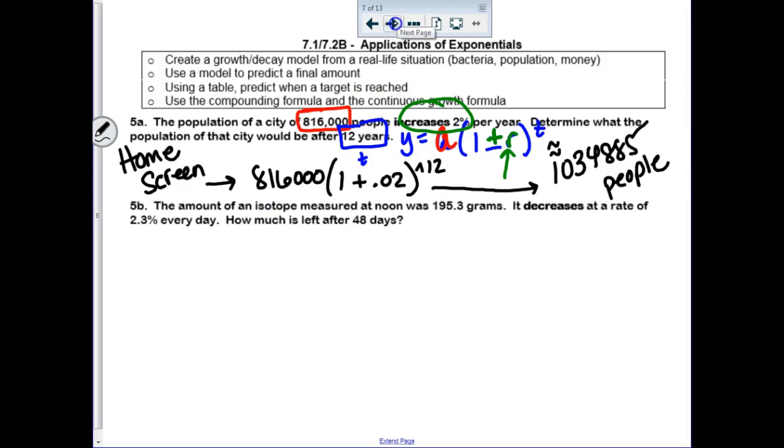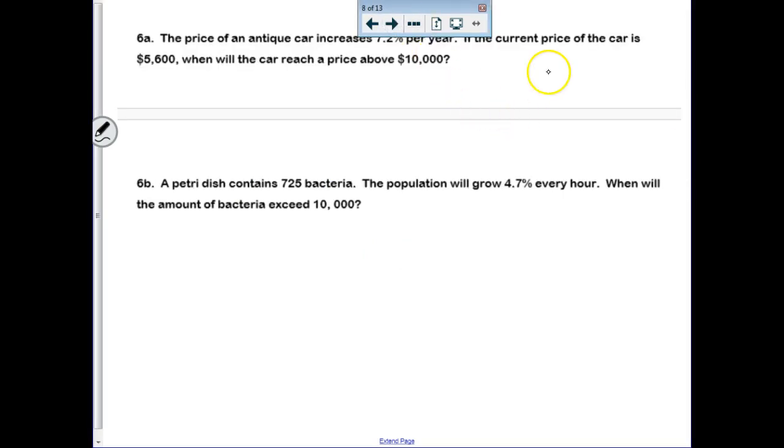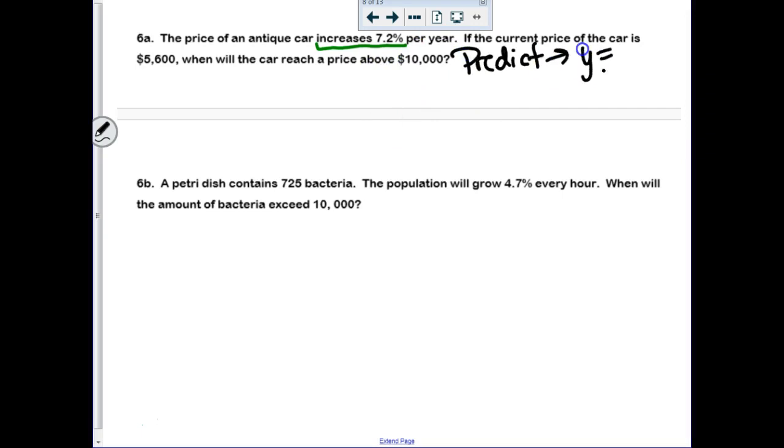I'm going to let you do 5B on your own. Alright, 6A, we have an antique car, and it's increasing. There's a clue about the rate, increasing 7.2% per year. The current price of the car is $5,600. When will the car reach a price above $10,000? So since they want you to predict something, that means you're going to have to use the y equals and the table. So first thing we're going to have to do is write up something to go into our y1.